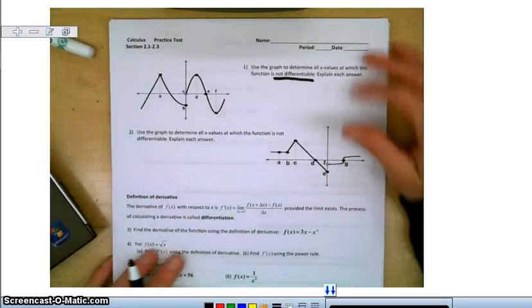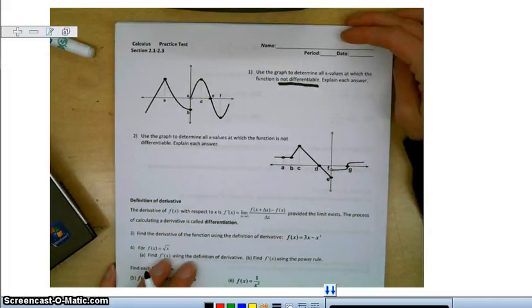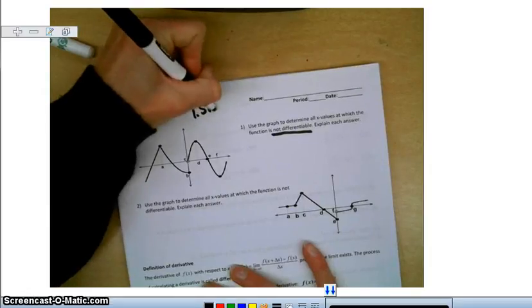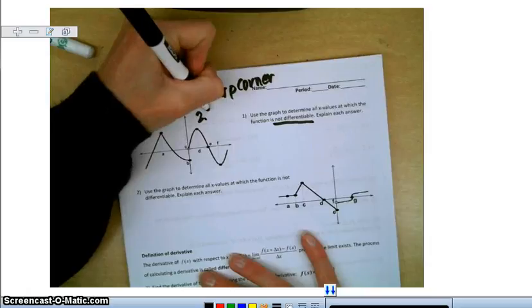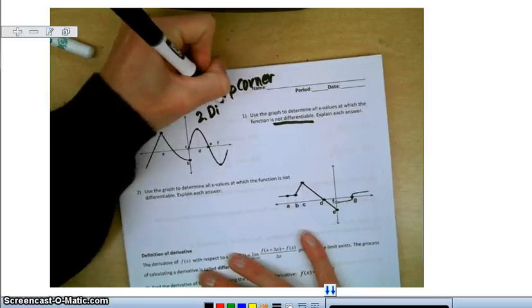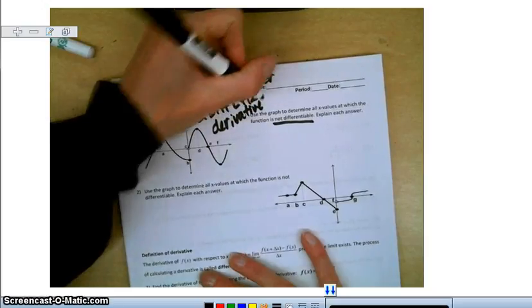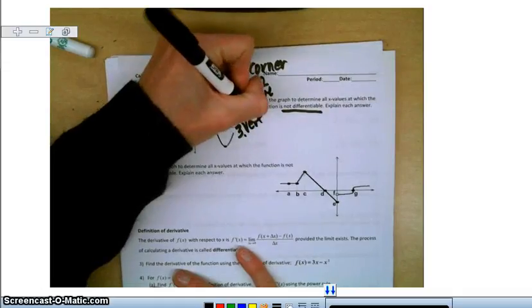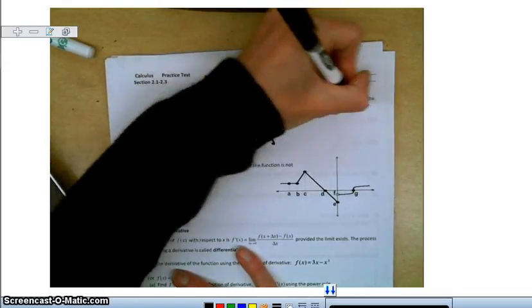If you recall from your notes from chapter 2, section, I think it was 1, there are 3 different times that a function does not have a derivative, and those are at a sharp corner. Those are where there's different left and right derivatives. Derivatives meaning slopes. And the third time is when there is a vertical tangent. So if you are asked to explain each answer, you're going to give one of these 3 reasons.